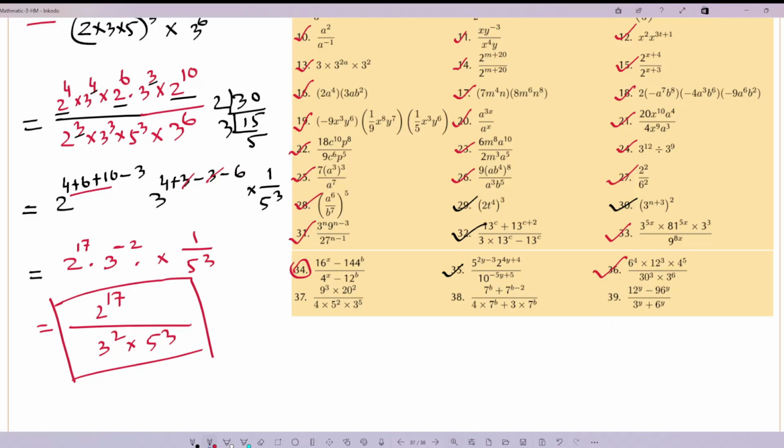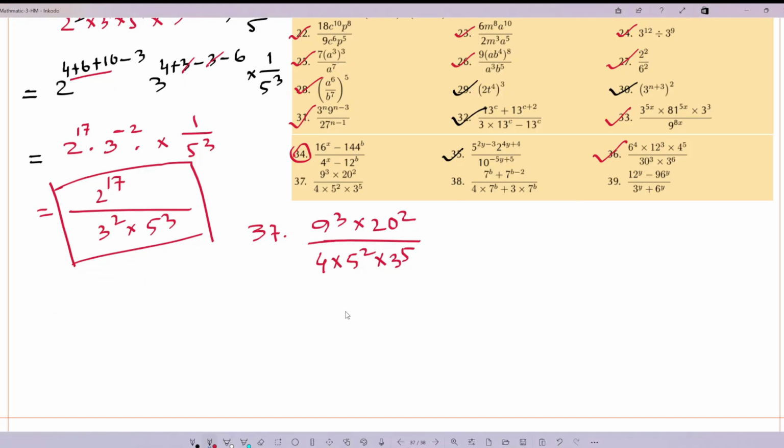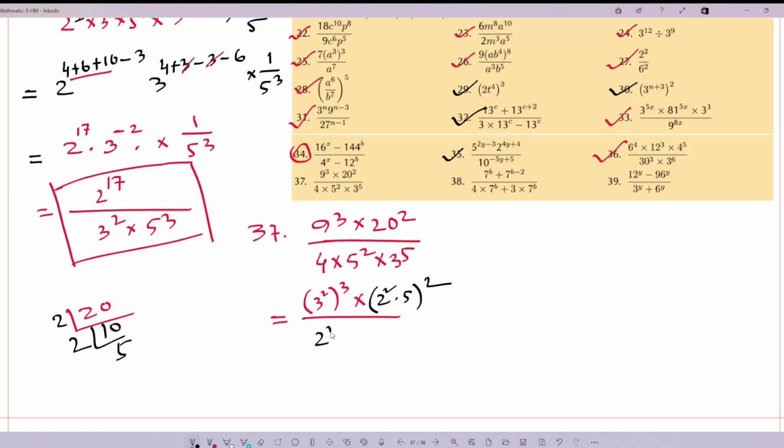36 done. 37, here is 9 cube times 20 square divide 4 times 4 square times 3 to the power 5. So 9 to the power 3 we can write 3 square to the power 3 times 20. This 20, if we divide by 2, 10, again divide by 2, 5. So 20 we can write 2 square times 5 to the power 2, and 4 will be 2 square, here is 5 square times 3 to the power 5.